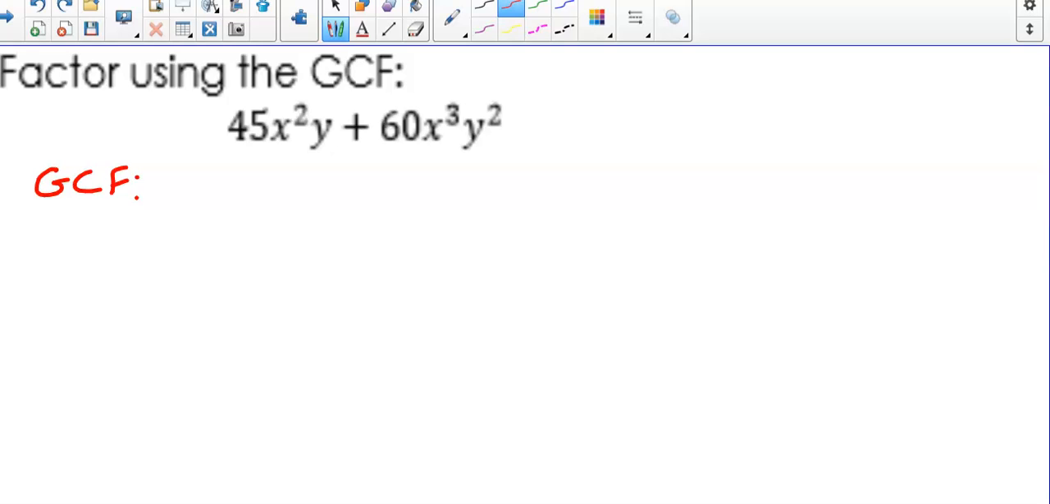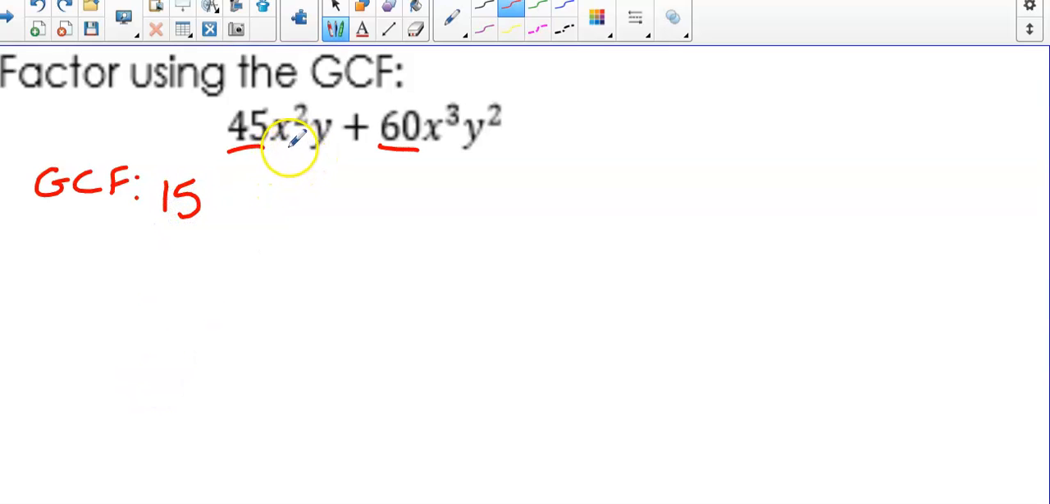Okay, same sort of deal. If you feel like you need to list out the prime factors to help you, pause the video, list those out, and get your GCF, and then you can come back to the video. Okay, I'm looking at 45 and 60. If I think about these two numbers, the largest number that I can possibly divide out of both of these is 15.